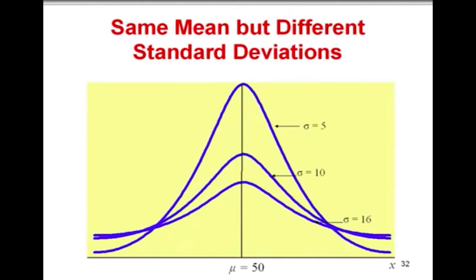What distinguishes one normal curve from another is 2 things: the mean and the standard deviation. This graph displays 3 normal curves. They all have a mean of 50, but one has a small standard deviation, namely 5, and is tightly clustered around the mean. The other has a standard deviation of 10 and is more spread out, and the one with a standard deviation of 16 is very spread out.